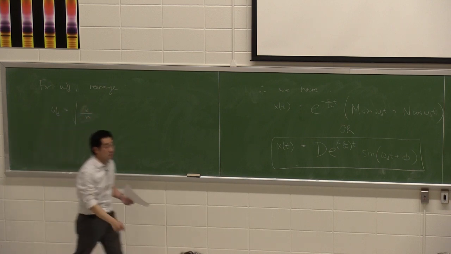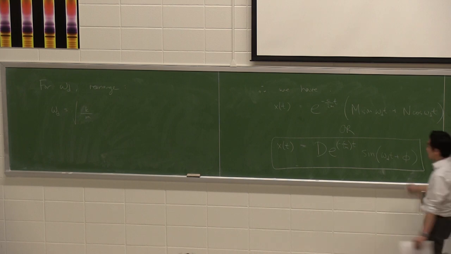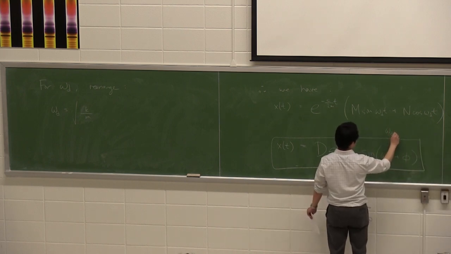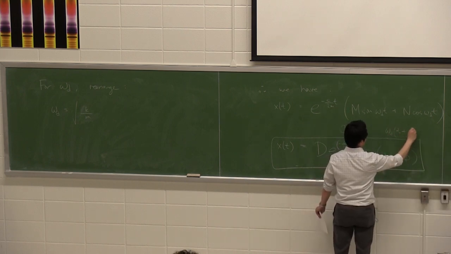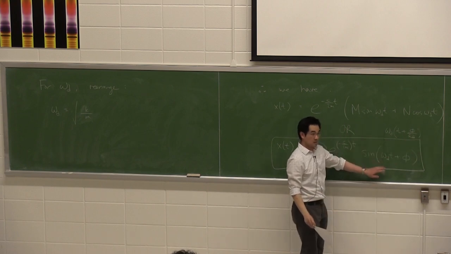Sorry? Why is it over omega D? Because that's my time axis. So it would be like this: omega D t plus theta, over omega D.